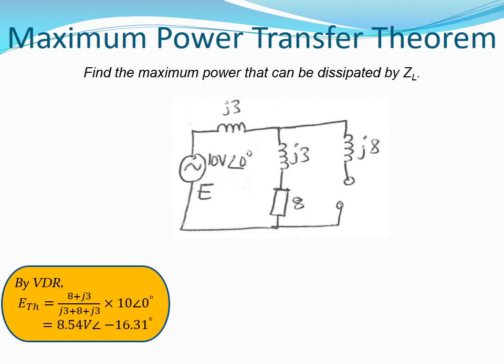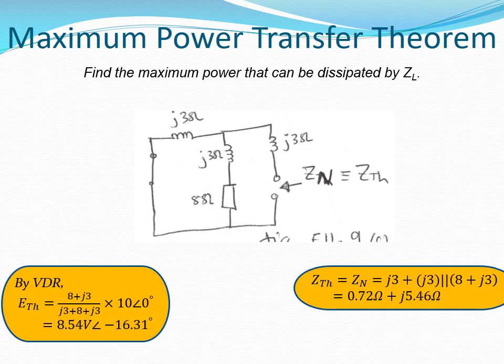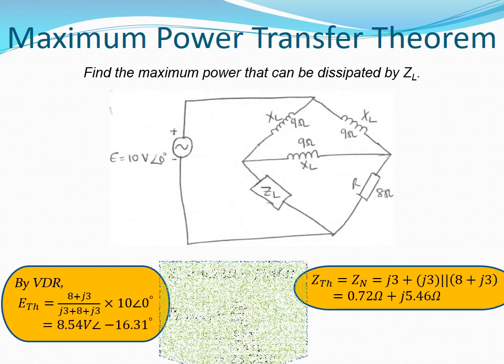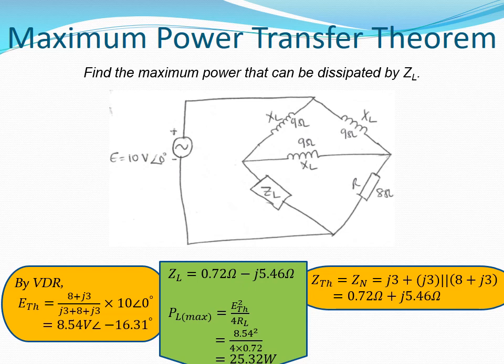We proceed to calculate the Thevenin's impedance. We short circuit the voltage source E so that we get the circuit shown. The Thevenin's impedance is calculated and is found as being equal to 0.72 ohms plus J 5.46 ohms. Therefore, the load impedance that will be required for maximum power transfer is equal to 0.72 ohms minus J 5.46 ohms. The power at maximum power conditions is equal to ETH squared over 4RL, which is equal to 25.32 watts.